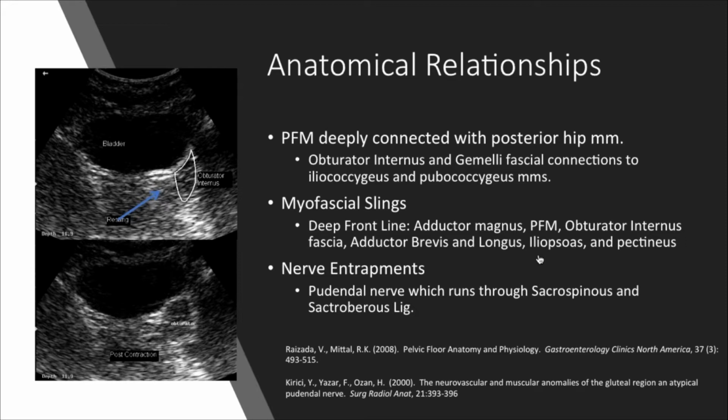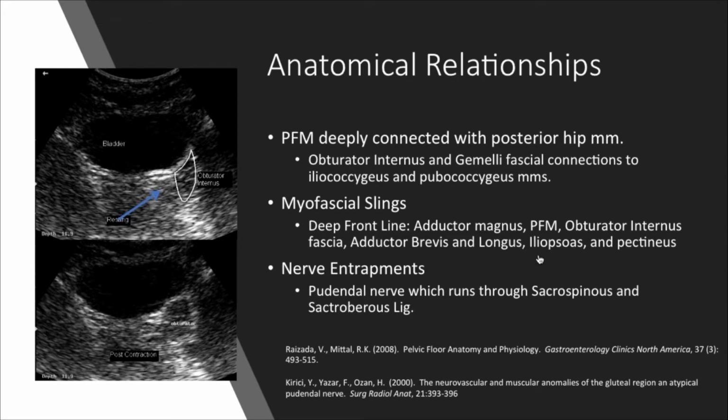So looking at some of the anatomical relationships and why we care about the pelvic floor muscles from a sports and orthopedic standpoint, our pelvic floor muscles are very closely related to the posterior hip muscles. So as Carrie mentioned before, the obturator internus, where it's sitting in that fossa, is very closely connected with the pelvic floor muscles and the pelvic floor fascia. So if you have any restrictions in your obturator internus, you probably have some additional issues with some pelvic floor musculature around there.